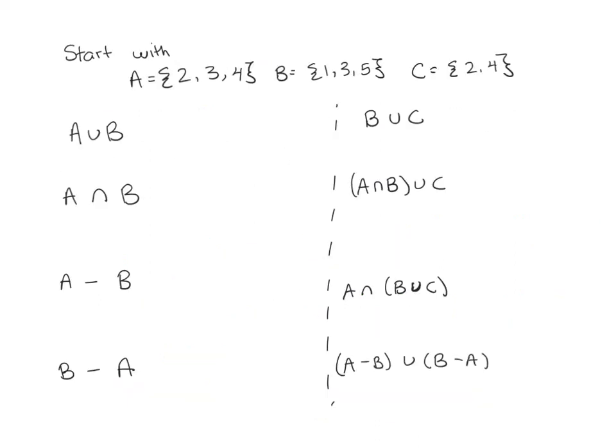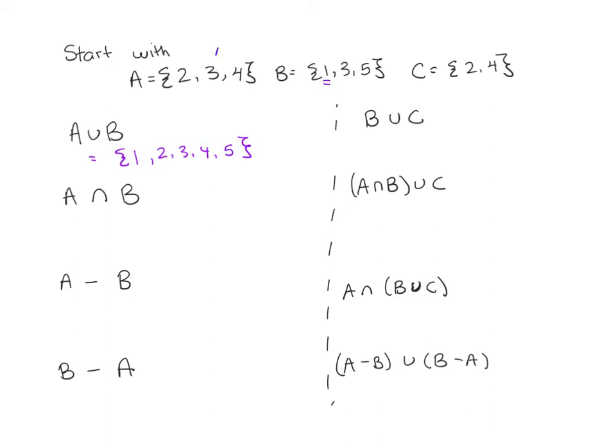Let's look at a few more examples here. I encourage you to try these on your own, and when you're ready, replay the video and see what you get. So for A union B, I'm looking at the things that are in A. That gives me 2, 3, and 4. And also include the stuff that's in B. So I'll throw a 1 in there from B, and also the 5. I already have the 3, so I don't need that. So my A union B was 1, 2, 3, 4, 5.